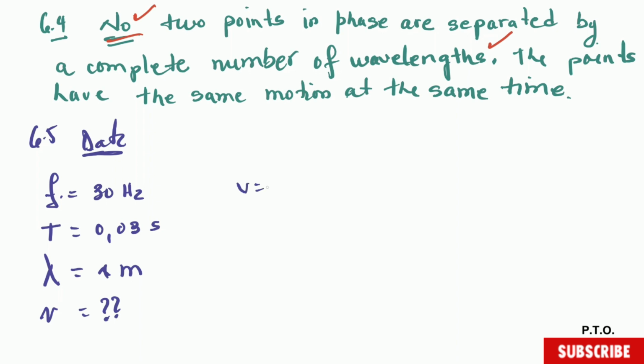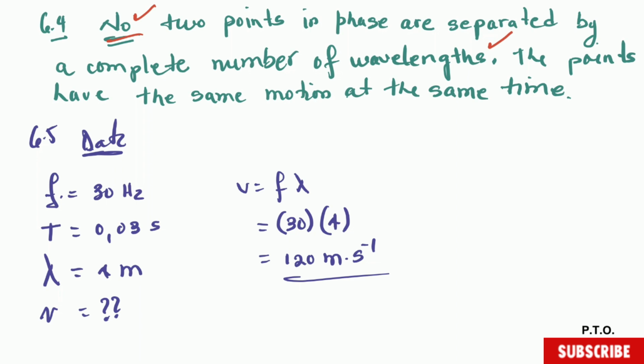Speed is equal to the product of frequency and wavelength. Frequency is 30, wavelength is 4. So you get 120 meters per second. Guys, this is the end of the question. Just to finish the marking as we did before: one for the formula, one for the substitution, one for the final answer. And this is all.